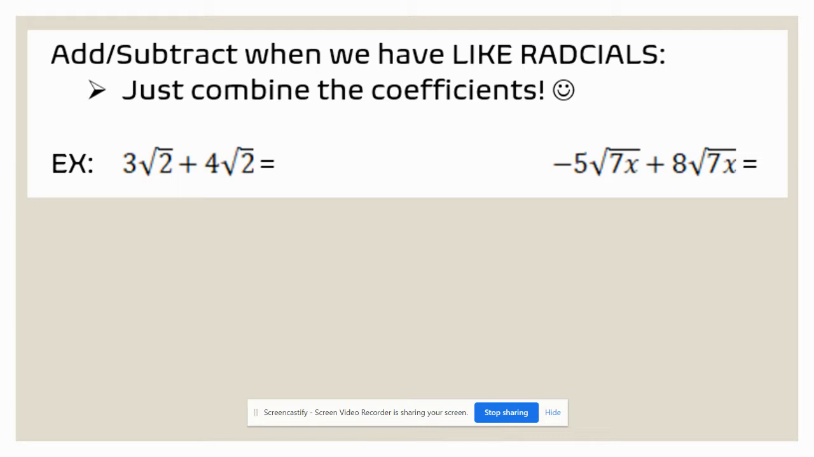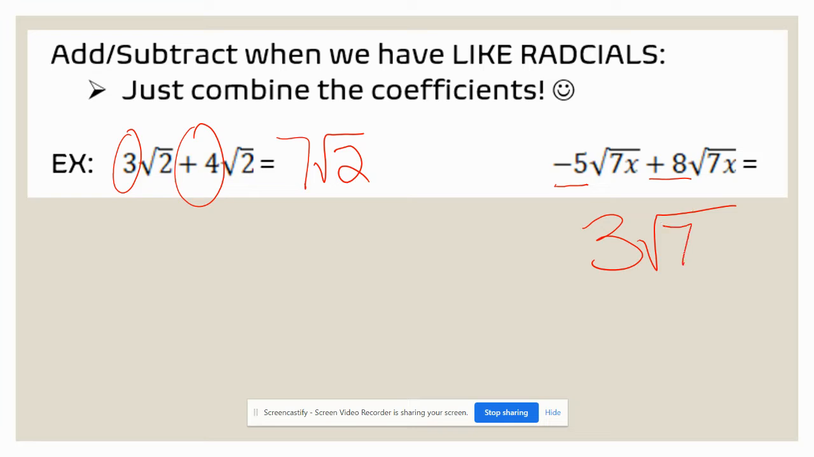So let's try that. 3 plus 4 tells me that we have 7 square roots of 2. -5 plus 8 is +3 square roots of 7x. So just like when we combine any other like terms with variables, remember we don't change the variables. And so it's the same thing here. We don't change what's under the radical. I just want to know how many of those I have.